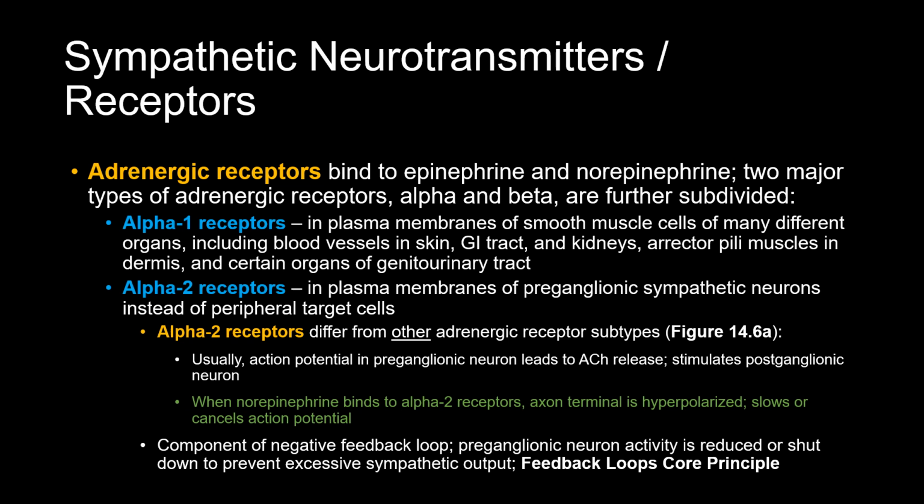You'll find alpha-2 receptors in the plasma membranes of certain sympathetic target cells, including cells of the pancreas and adipose tissue.